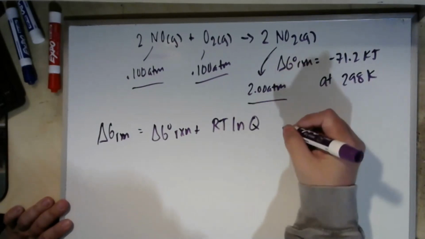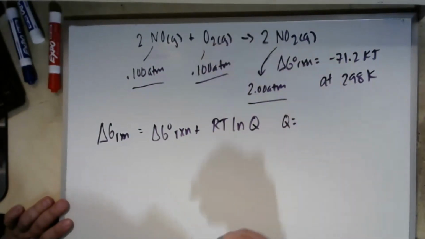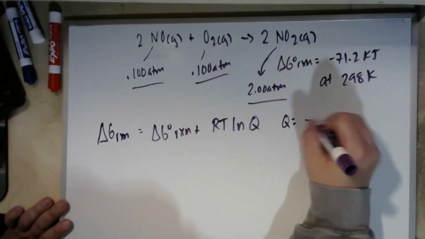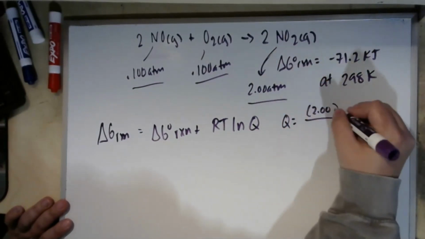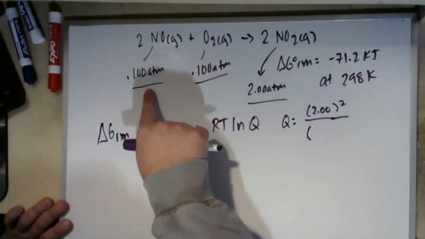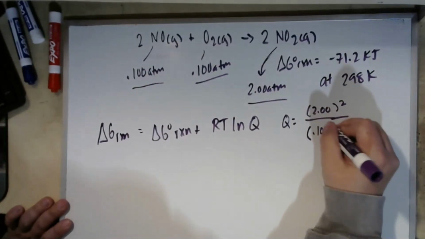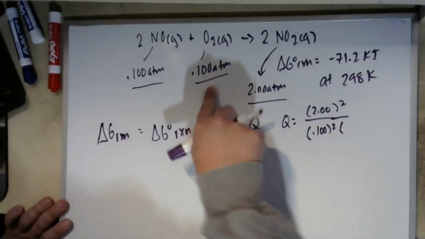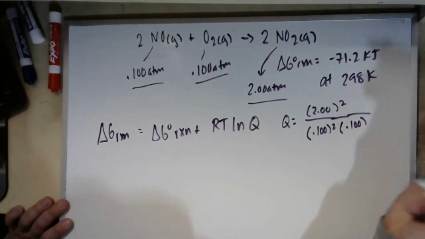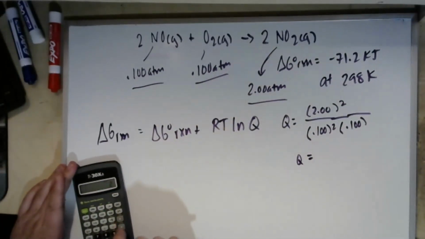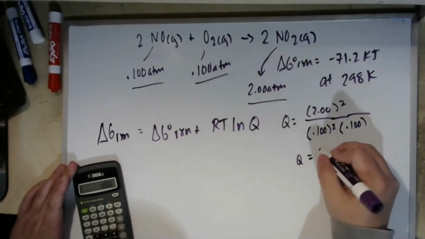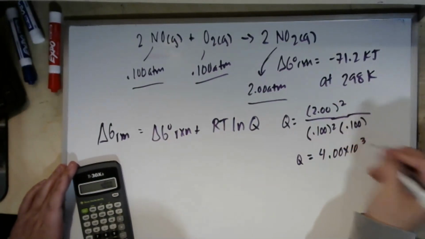Okay, so hopefully everyone still remembers how to calculate Q. Products over the reactants raised to the coefficients. So our Q value here is going to be the pressure of the NO2 squared divided by the pressure of the NO squared divided by the pressure of the oxygen. Okay, so we get 4 times 10 to the third.